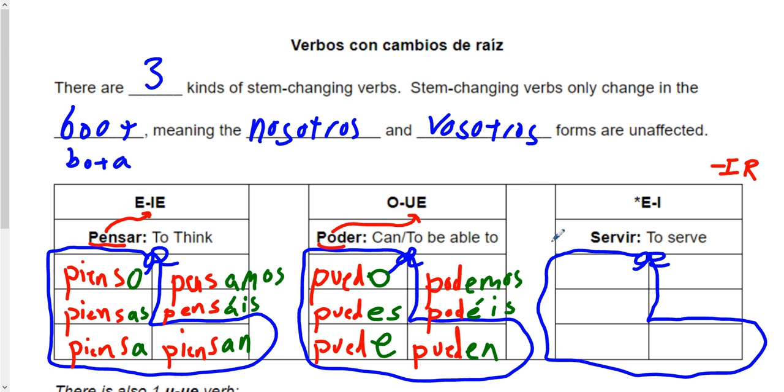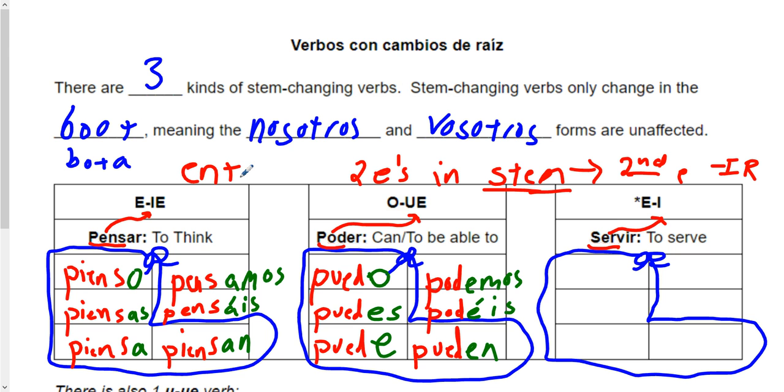Last but not least, servir. Our stem is serv. Our E is going to change to I. Just a reminder, if there is more than one E in a stem, not including the ER, IR part, okay? It is always the second E that stem changes. So for example, entender, which is an E to IE, it is this E that stem changes, not the first. All right, back to servir.